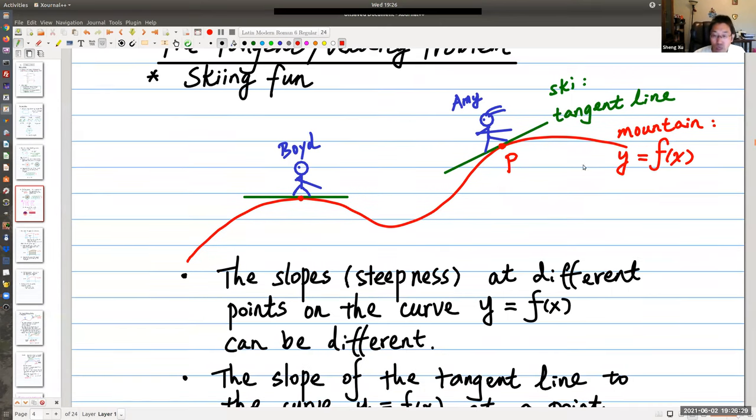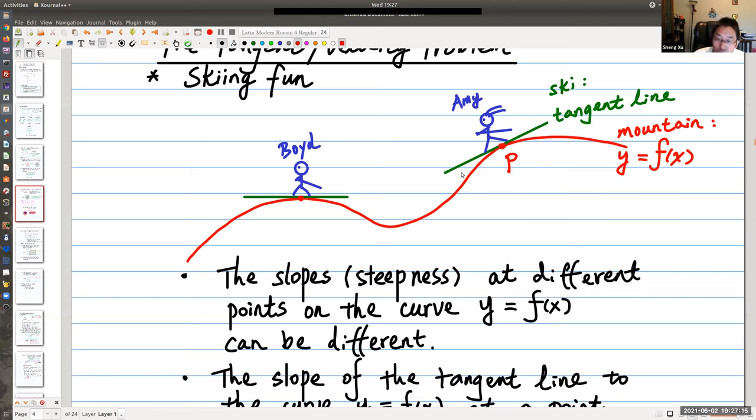Because this mountain, this function f(x), is a curve, it's not straight. So you clearly know the slopes at different locations on this mountain, or at different points on this curve, can be different. For example, this boy here is at this location. You see his ski is horizontal, like zero slope. And this girl, Amy, is at this location, P here. Now you see her ski has an inclination, a steepness.